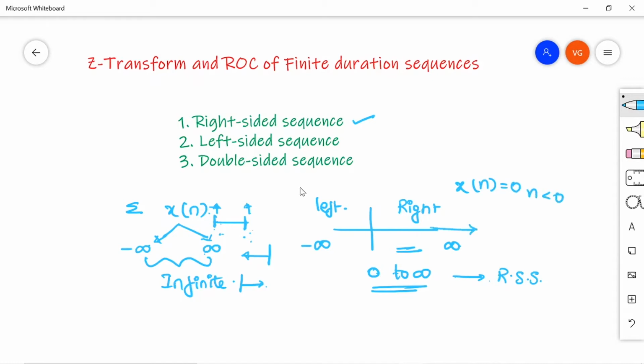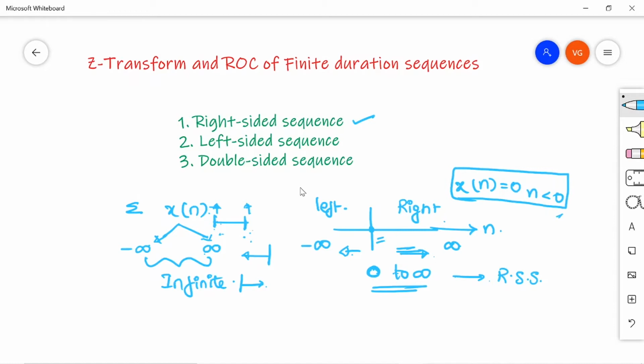See, this is your n, right? This is the scale, n is equal to 0 is the midpoint, or you are taking that origin as the reference. n less than 0 means left side. n greater than 0 means towards your right side. So the right-sided signal is defined as x of n is equal to 0 for n less than 0. But for the positive side, you will have the signal, right?